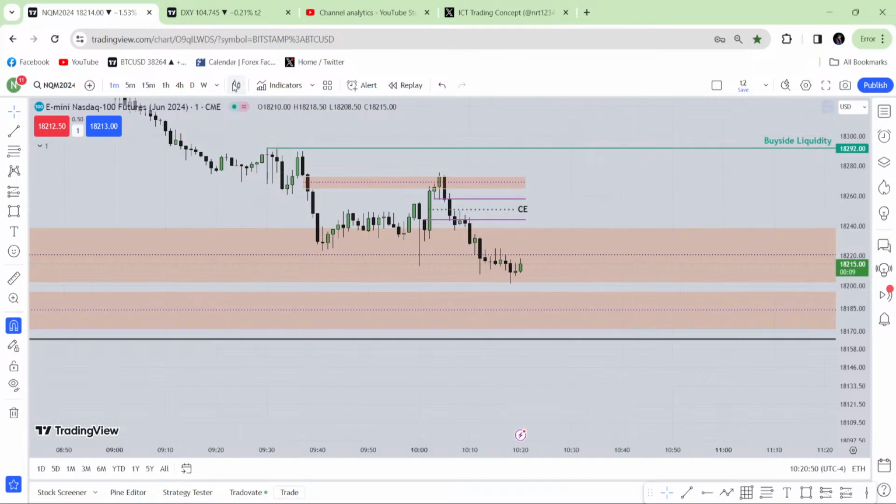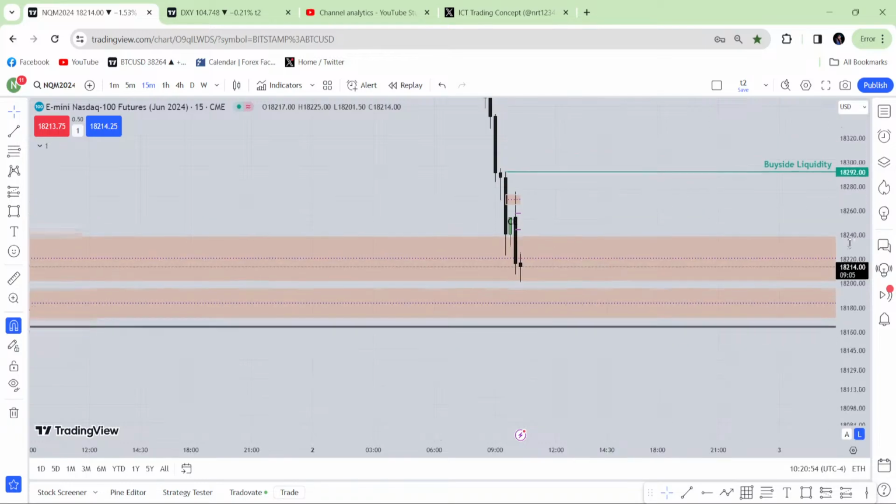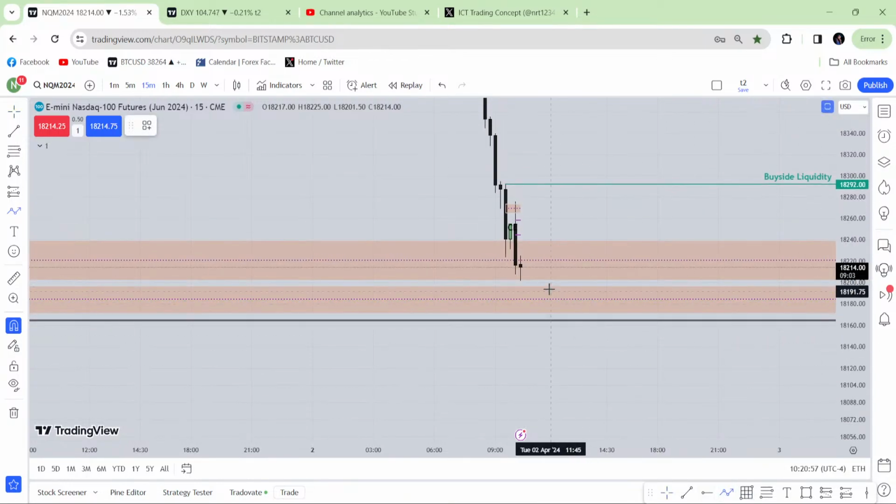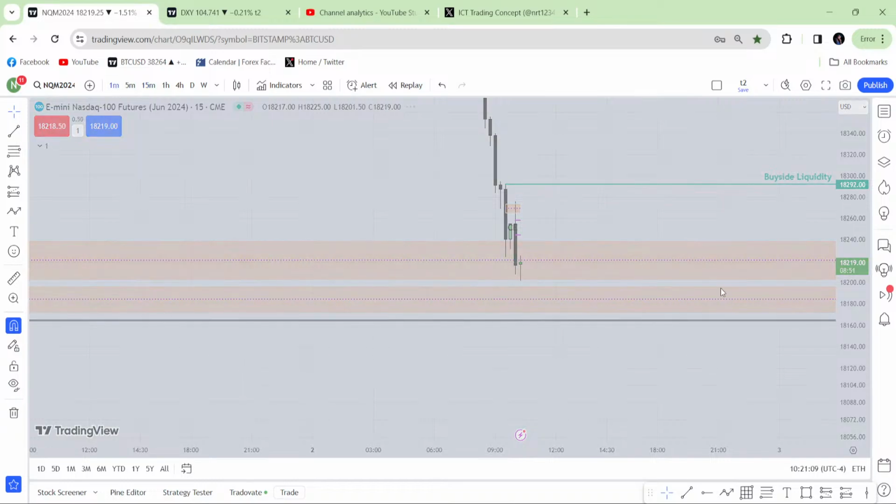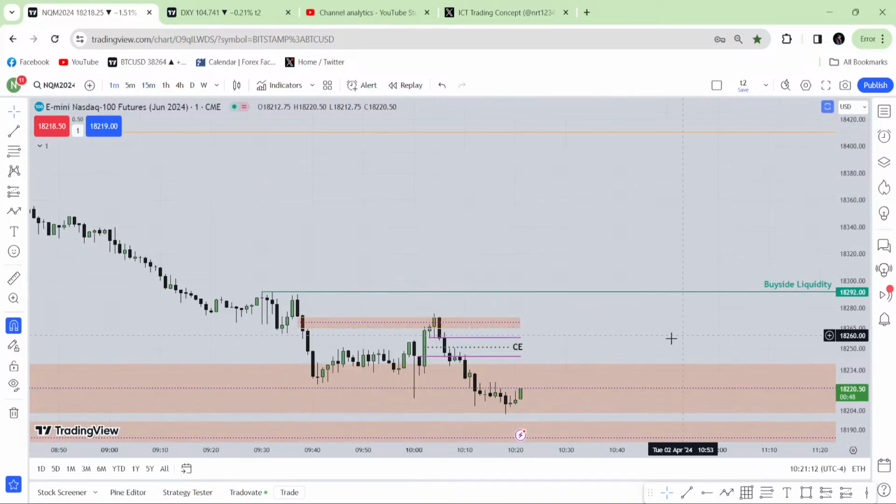So better I will wait for something like this. If I really would love to take a buy, then I will wait for this type of thing. Market will go higher, then it will make another 15-minute fair value gap. Price will come to that 15-minute fair value gap, then I will look for another setup over there. Otherwise, I'm not interested to take any kind of entry. I don't believe any breakout right now.